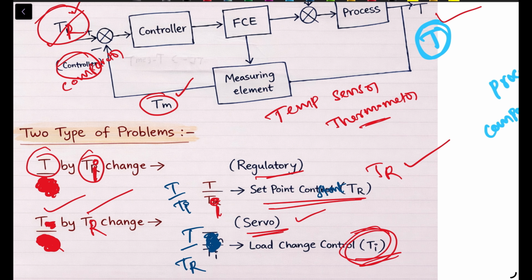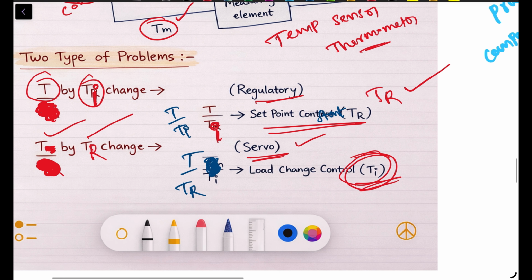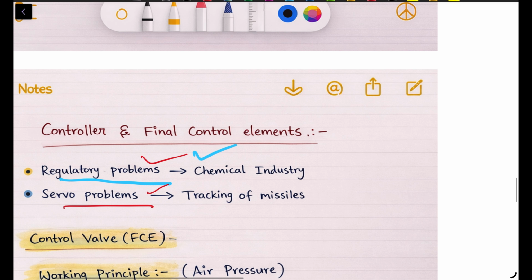The main example of a servo problem is missile tracking systems. What happens in missile tracking? The objective changes every time, that means the set point will change depending on the tracking of the missile, like what the target is. Then robotic motion controllers or position control systems are also examples of servo problems. Most chemical industries have regulatory problems only.